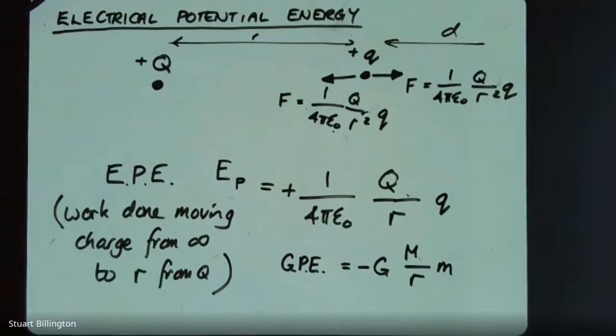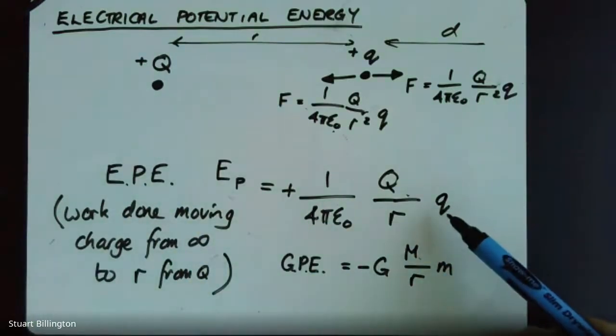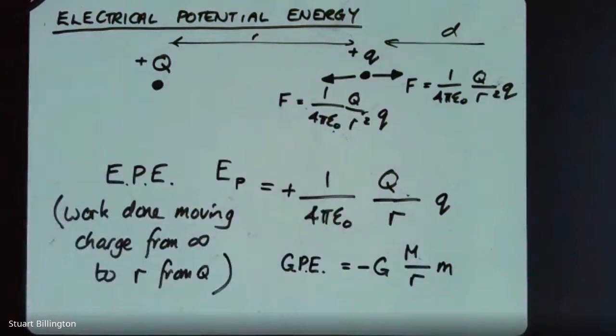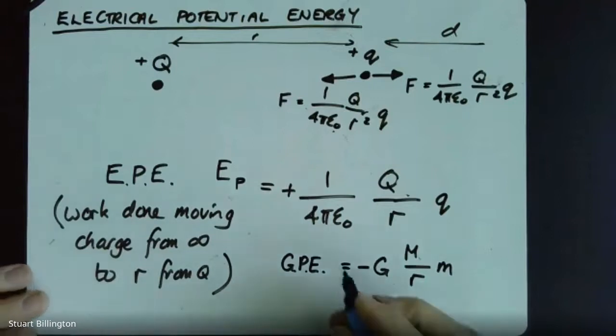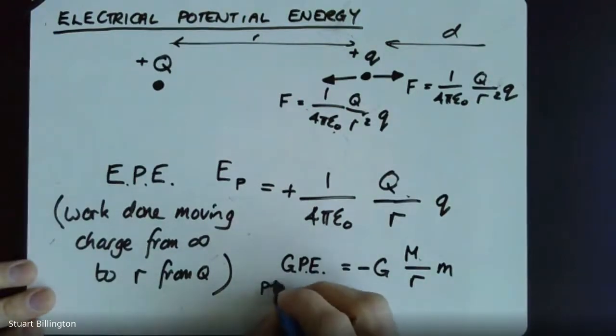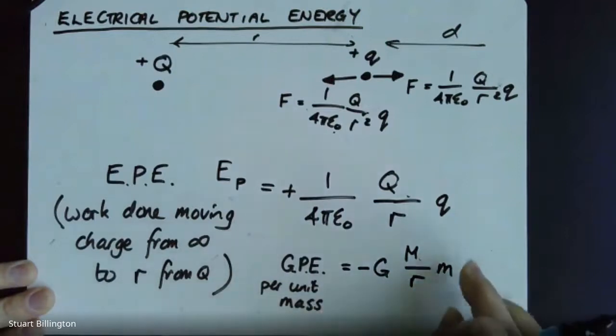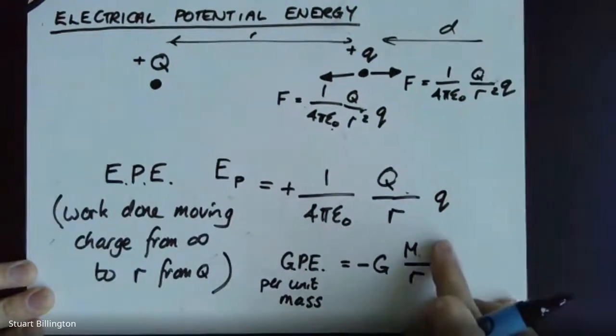And then what we said was, okay, well, if all we're doing is scaling by Q, then let's talk about the electrical potential energy per unit charge, just like we spoke about the gravitational potential energy per unit mass. So this per unit mass was just obtained by setting m to be 1.